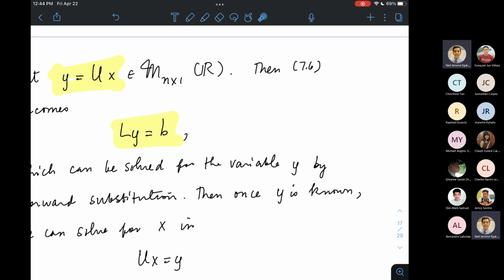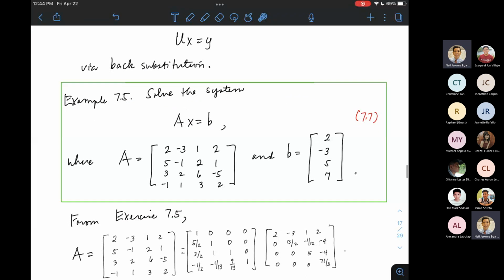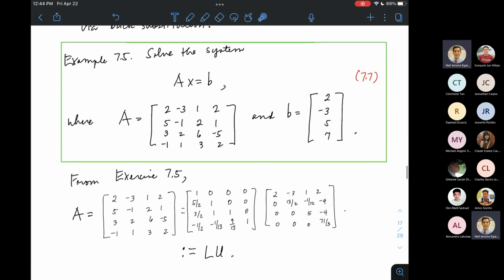So, I promise that y can easily be solved using forward substitution. Tapos pag alam mo na si y, edi makukuha mo na yung right-hand side dito. Tapos ito, upper triangular, natutunan natin mula sa Gaussian elimination na madali lang siyang isolve. Kailangan mo lang ng back substitution. Alright? So siguro mas madali itong makita if we'll consider a quick example. Okay, example 7.5. So, yeah.